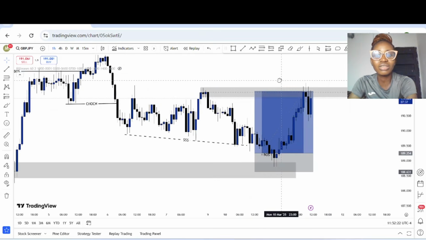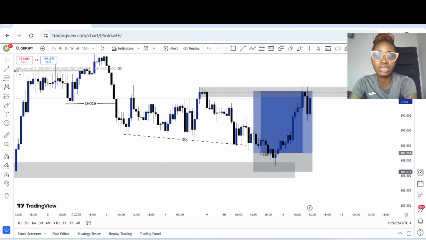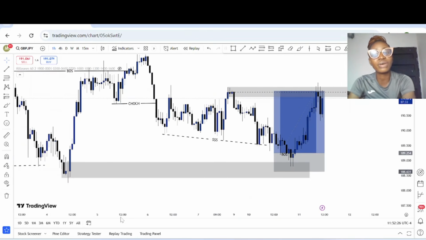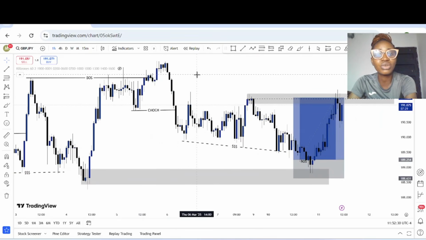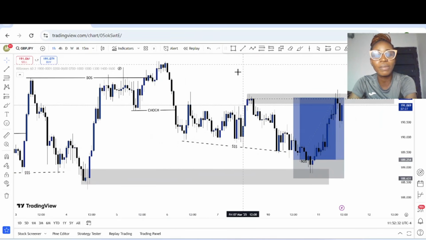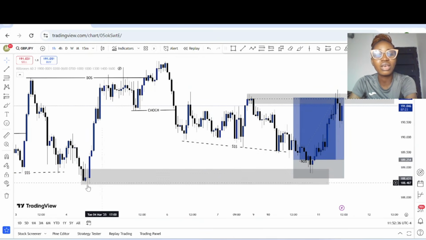Okay, so this strategy is actually very simple to understand. All you have to do is understand the market structure, understand where to map out your breakup structure, and where you can spot the origin, right? We can spot the origin or the last order block that gave you the breakup structure.